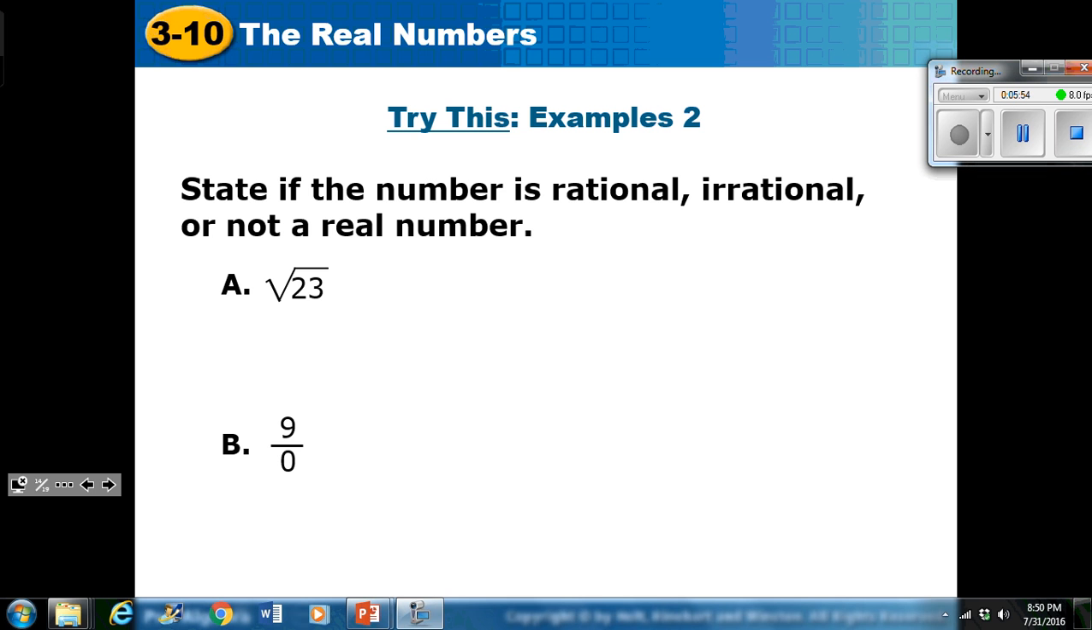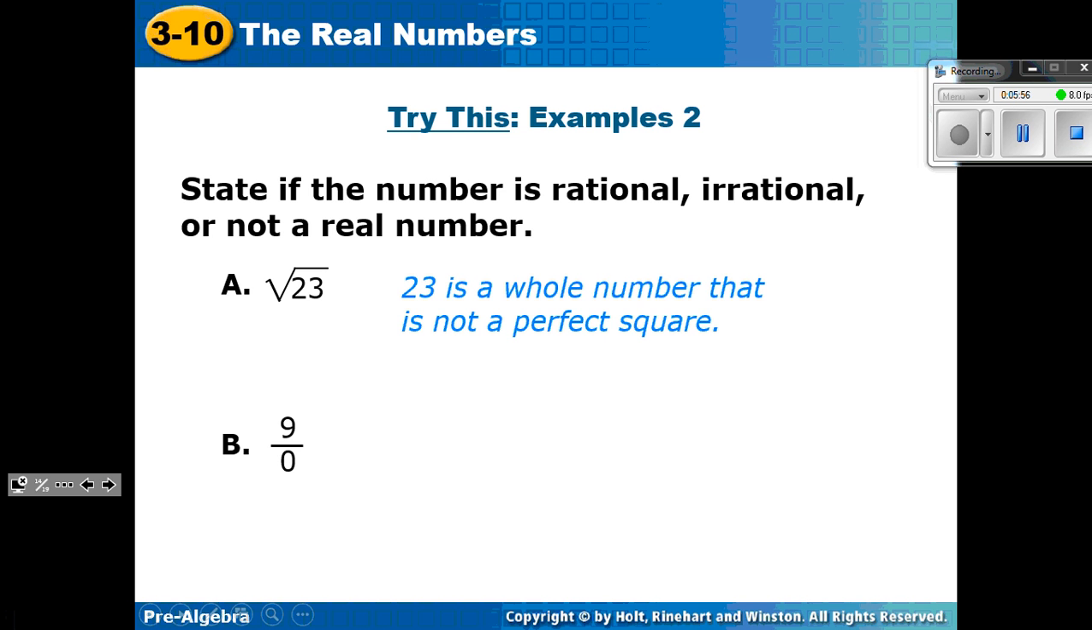We've got the square root of 23, which is a whole number that's not a perfect square. So it's going to be irrational. If you put it in your calculator, you get a big long decimal that does not repeat.